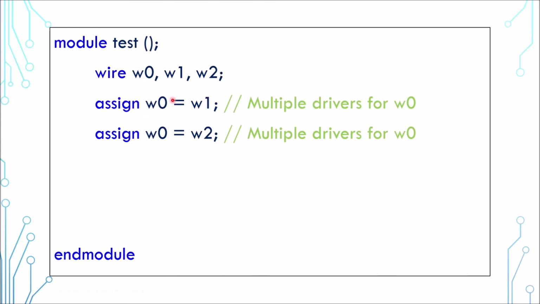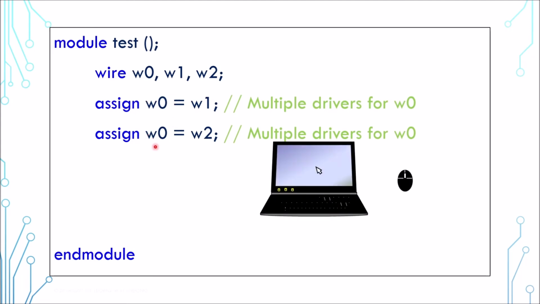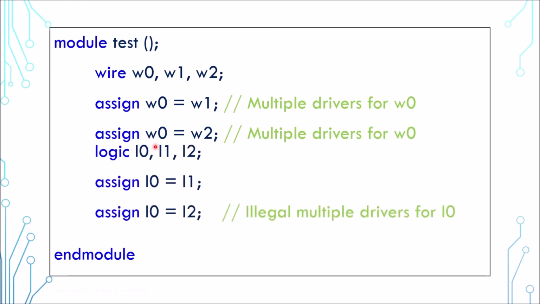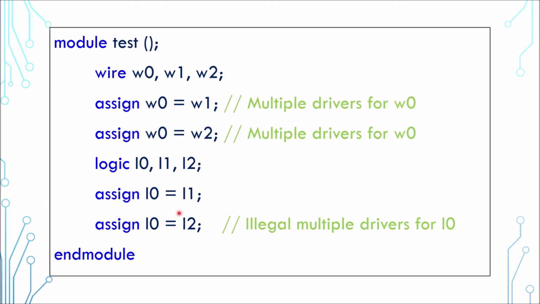Sometimes wire can be connected to multiple drivers. As an example, imagine a laptop having a USB mouse and a mouse pad. You can control the cursor using either of them, but if you use both of them at the same time, the cursor behavior is unknown. This is the concept of multiple drivers in hardware, and this is the case which logic cannot handle. You can use logic with continuous assignment, but you cannot drive a logic signal with multiple drivers. Only wire can do that.